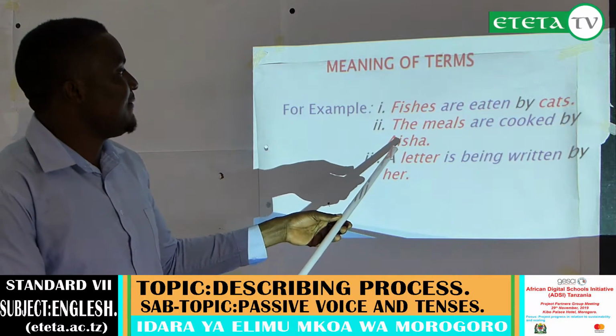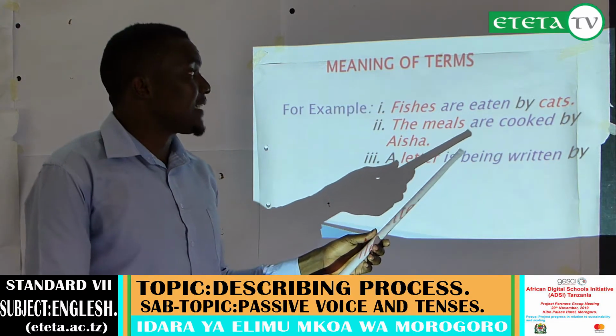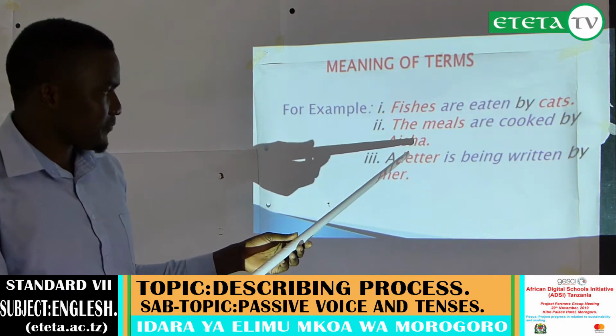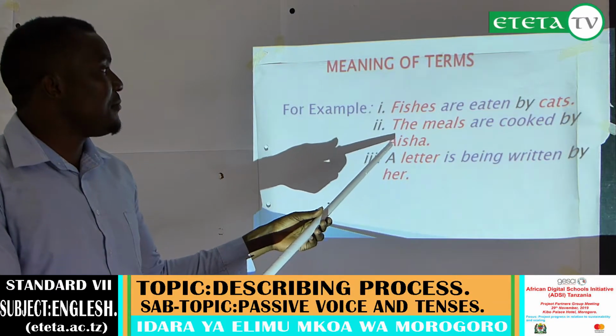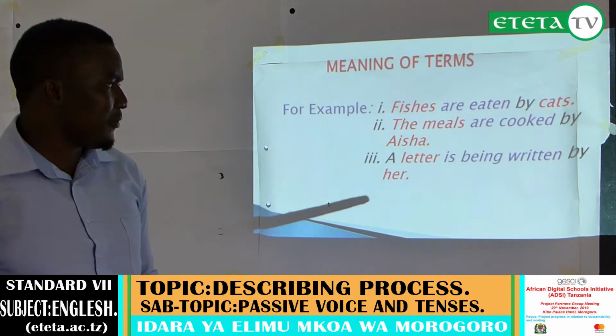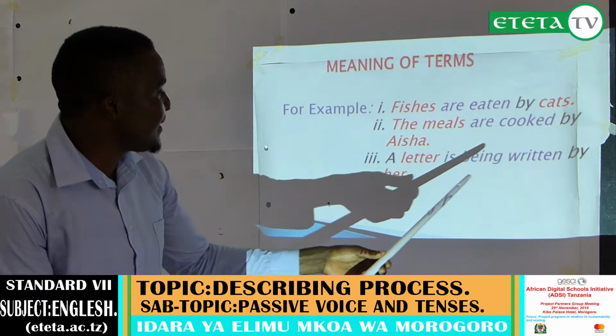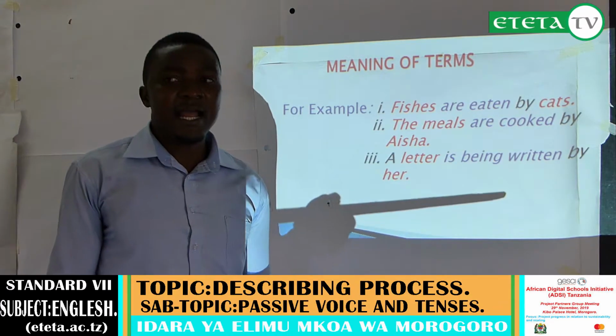And then we have Aisha. Aisha in active voice was the subject, but in passive voice it is an objective. So Aisha is an objective of the passive voice. Let us see the last example: a letter is being written by her.